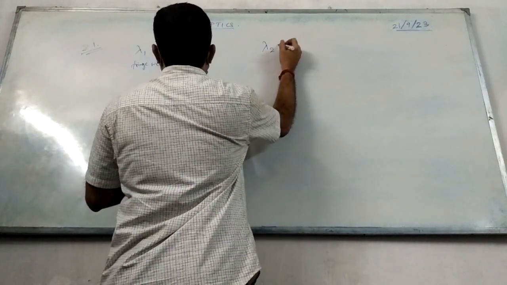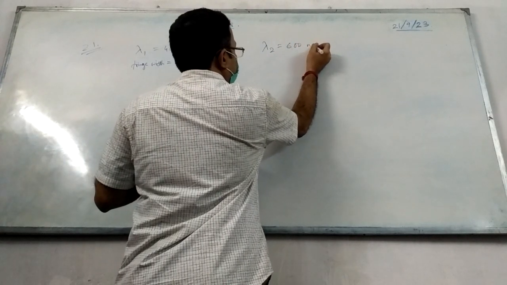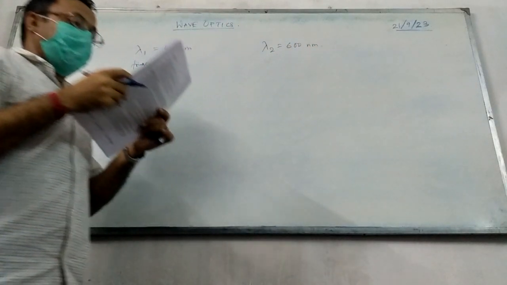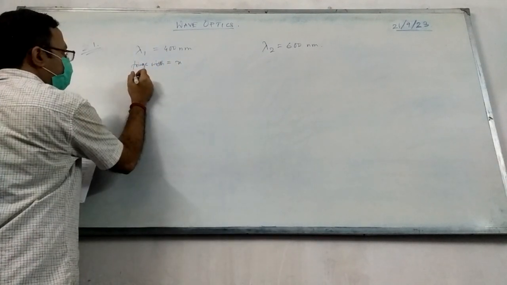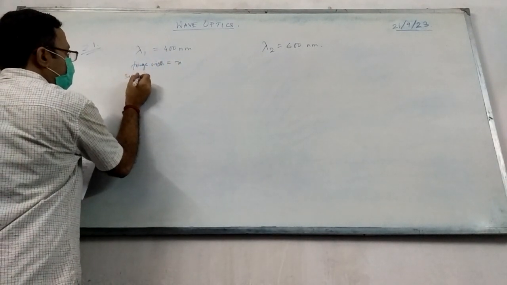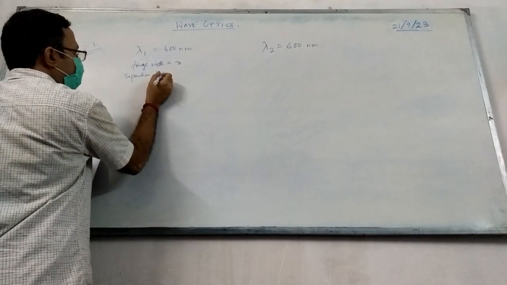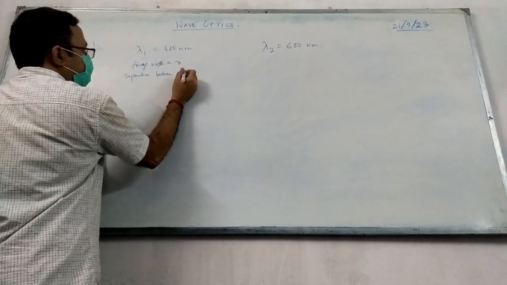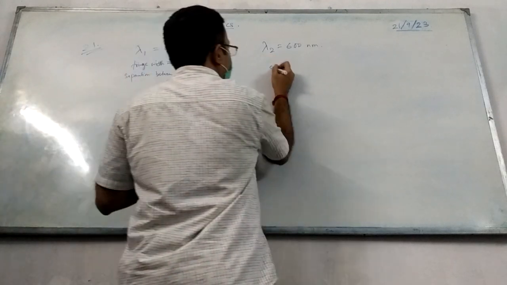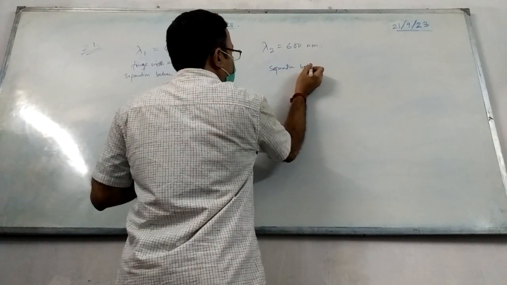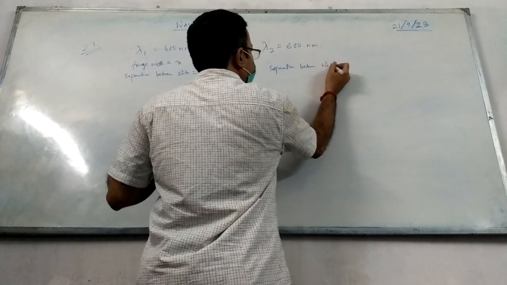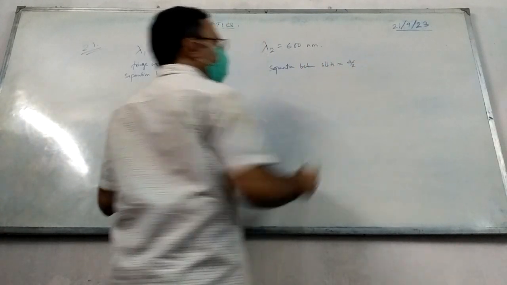The wavelength of light is increased to 600 nanometer. So now second situation, the wavelength of light is increased to 600 nanometer. And the separation between the slits is half. So over here the separation between slits is d, and over here separation between slits is d by 2. It's half.